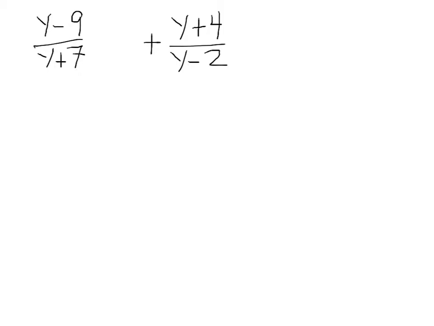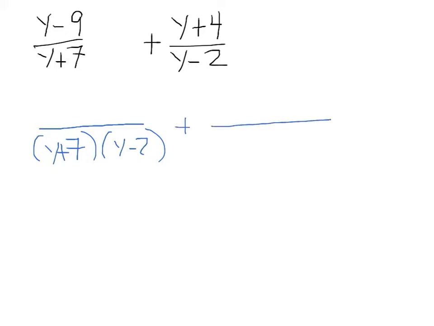So we need to come up with a common denominator here, and we see that this is as low as it's going to go. It's not one of those opposite thingies. So here's the case where we just have these guys multiplied together for our common denominator. So that means we need to get them to look like this: y plus 7 times y minus 2, and then again y plus 7 and y minus 2.